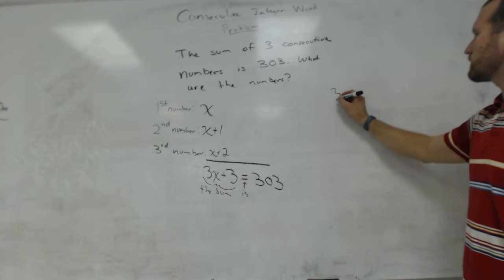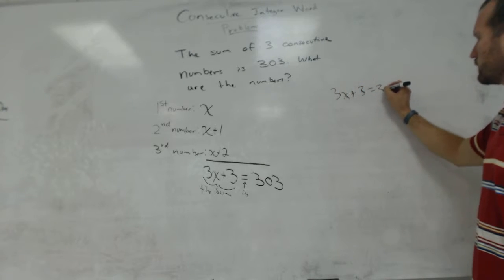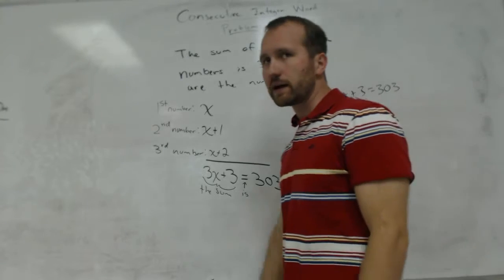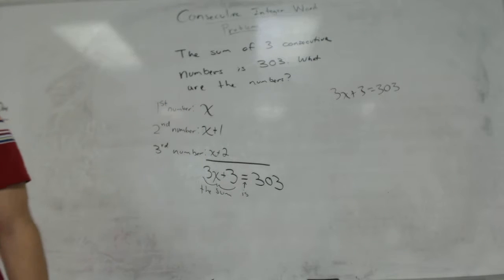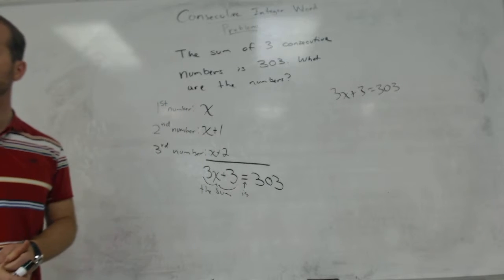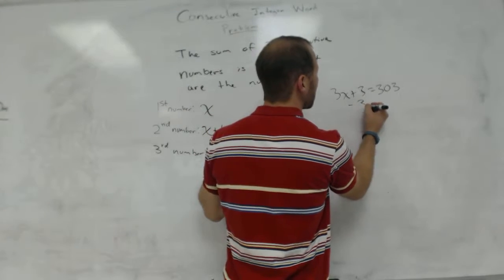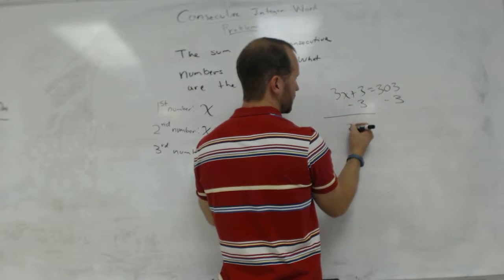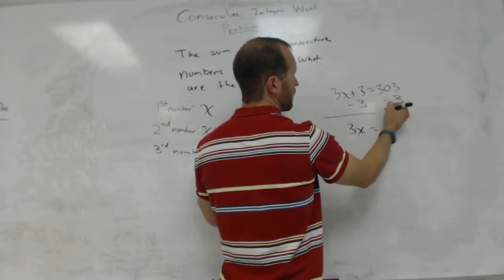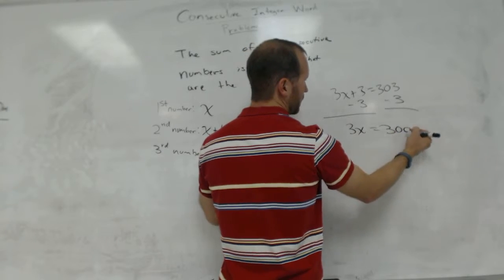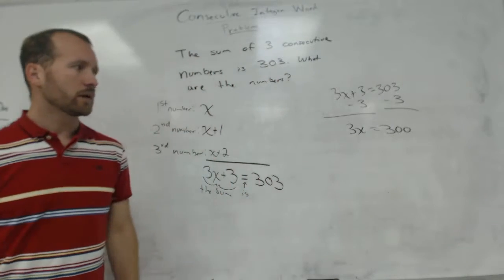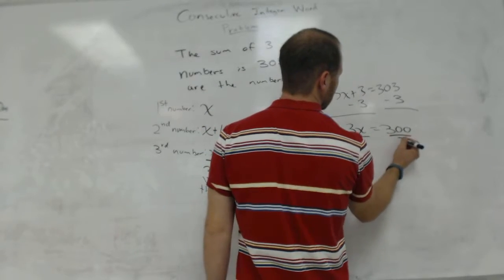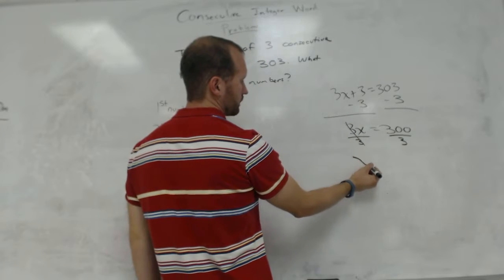So let's just rewrite this equation. 3x plus 3 equals 303. Right? How would I solve that? I want to solve for x. Subtract 3 from both sides. So that gives me 3x plus 3 minus 3 is 3x. 303 minus 3 is 300. Now what do I do? Divide by 3. That gives you x equals 100.